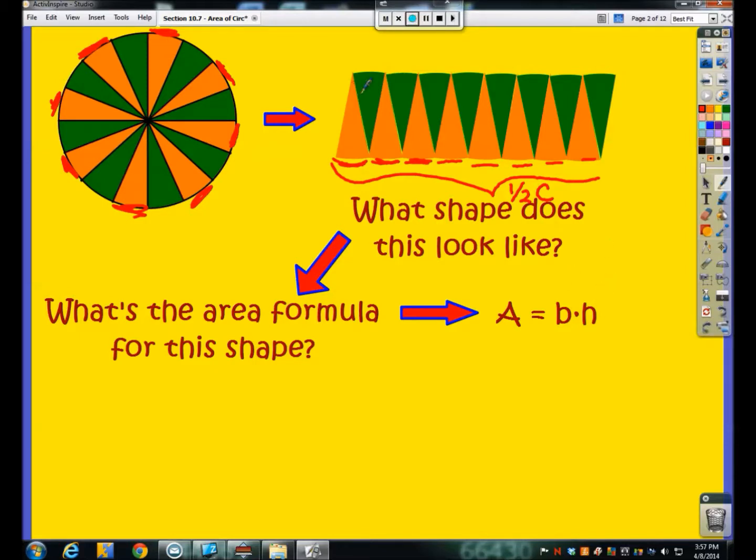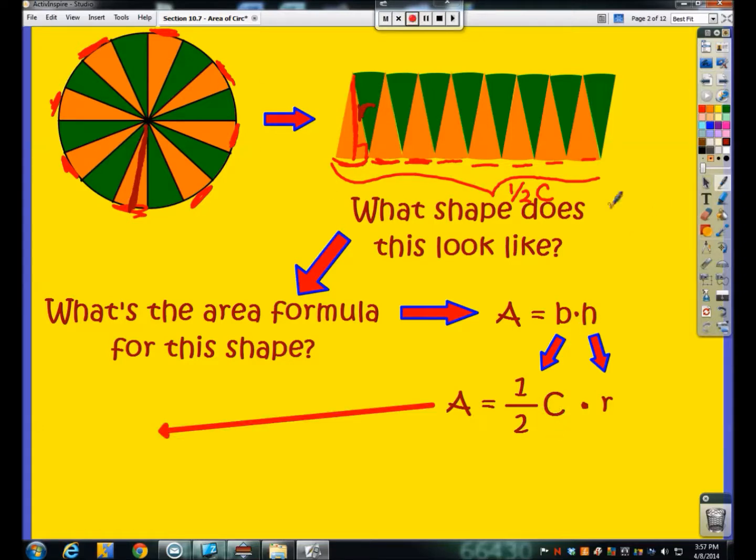Now the height of our parallelogram was where we dropped straight down and made a 90-degree angle. Well, what does that represent in our circle? If we go look at our circle, and if I drew that in, that would be like that piece, right? And what would we call that in a circle? That would be the radius. So the height is the radius. So base times height, we're really taking half of the circumference, which is the base, and the height is the radius.